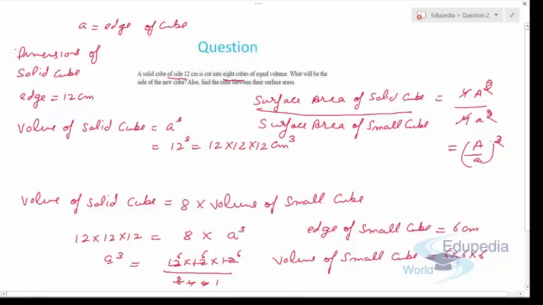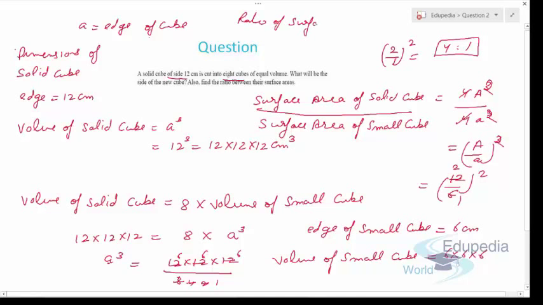Now over here, sorry, that's a square. It's 4a square, right? Now so this will be big A upon small a. So big A is an edge of the solid cube, so this will be 12, and small a is the edge of the small cube, so this will be 6, whole square. So this will come out to be 6 1s are 6, 6 2s are 12. So this will be 2 upon 1 whole square, which is 4:1.